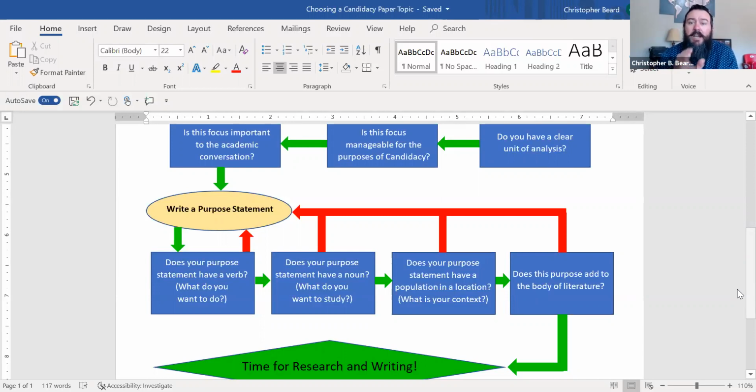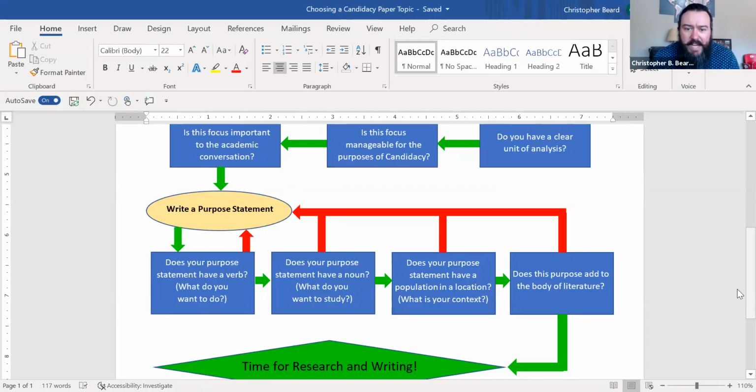So your reader can say, okay, I know what they're doing. I know why they're doing it. I know what to look for in the paper. So here are the elements of a good purpose statement. Does your purpose statement have a verb? In other words, what do you want to do? Are you going to explore something? Are you going to connect something? Are you going to evaluate something? What is that verb? What is it that you're going to do?